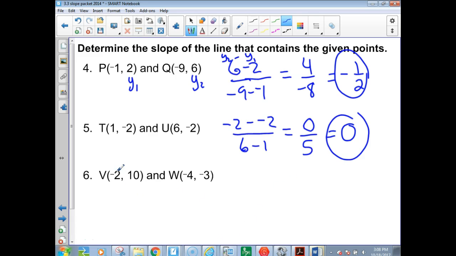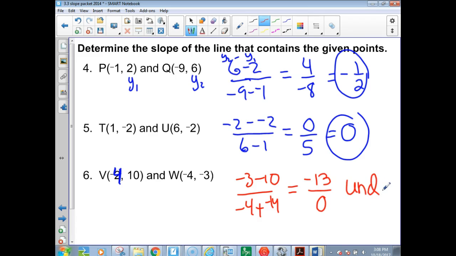But I believe this number has been changed to negative 4, correct? Okay, so this one, the x's are the negative 4s. The y's are the negative 3 minus 10. You got negative 4 minus negative 4. If those x's match, what's going to happen here? Negative 13 over, we get 0 on the bottom. You can't split up this class into nothing. What's that called then? Undefined. Or you can say no slope.